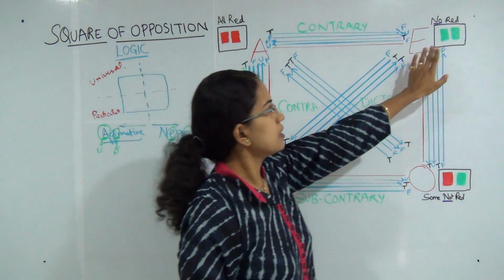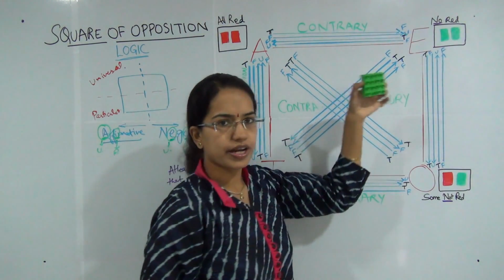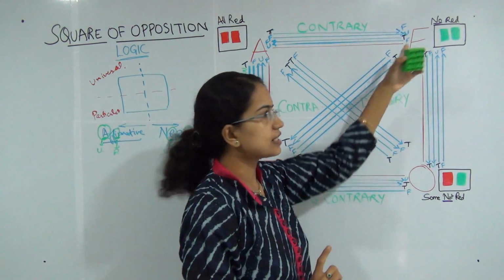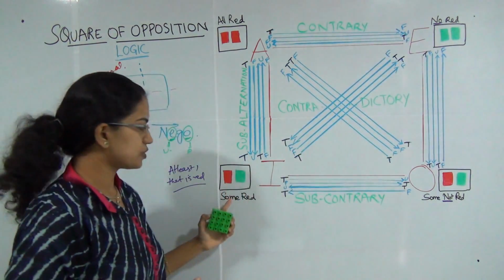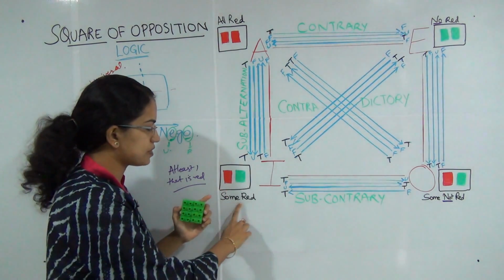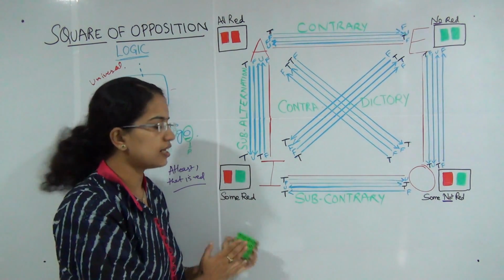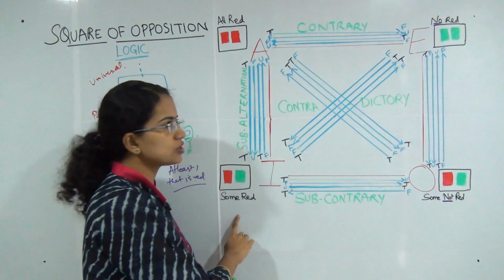So for E, let's say this is the true statement, all blocks are not red. That means all blocks are green in color, that is a true statement. So if this is true, this should be false, because here I am saying some blocks are red and here there is nothing that is red in color. So if this is true, this becomes false.